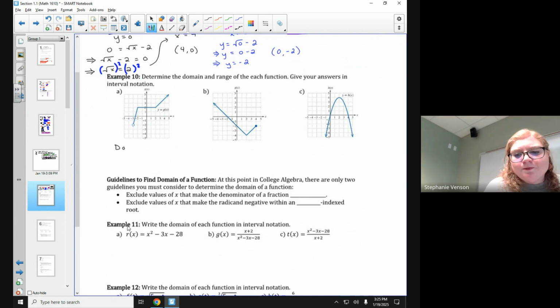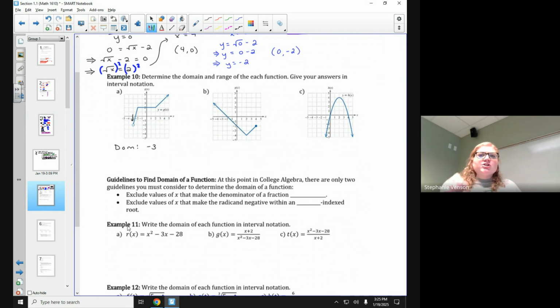So the domain. Well, if I look all the way to the left, the lowest x value I see is this one right here, which is -3. And I notice that there's an open circle on -3, so that means it's going to get a parenthesis. Remember, open circles get parentheses, closed circles get brackets. And if there's a line through it and there's no distinct open circle, you can just assume that it's closed. Okay, so the lowest x value I see is -3.